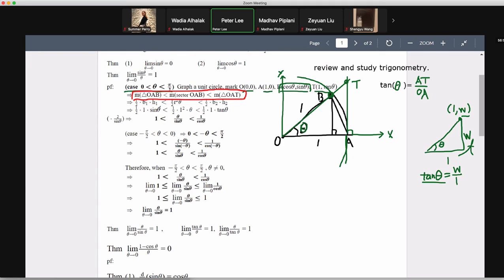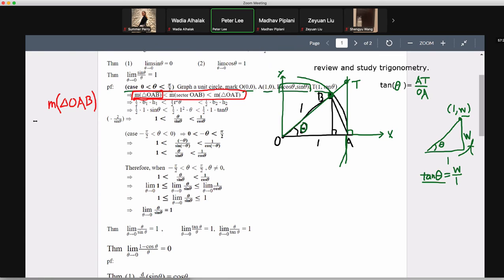The m stands for measurement. So when you see this notation, what does it mean? What is m of triangle OAB? This is the area of the triangle OAB. The m of OAB refers to the area of the triangle OAB. Okay, let me write this down.